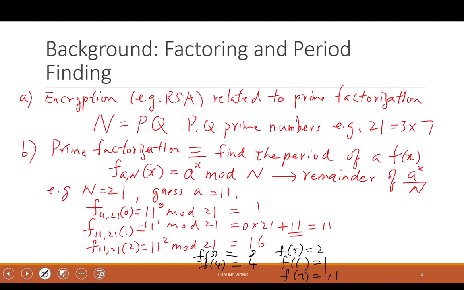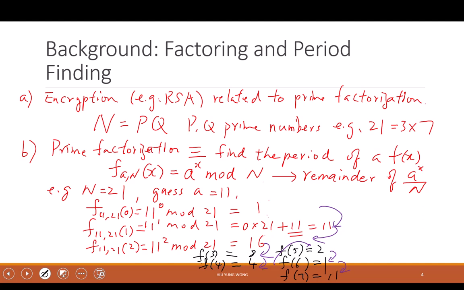When x is 0, I get 1. When x is 1, I get 11. From 11 to 16, 2. 16 to 8, 3. 8 to 4, 4. And then to 2, right? 5, 6, 7. What is the period of this function?